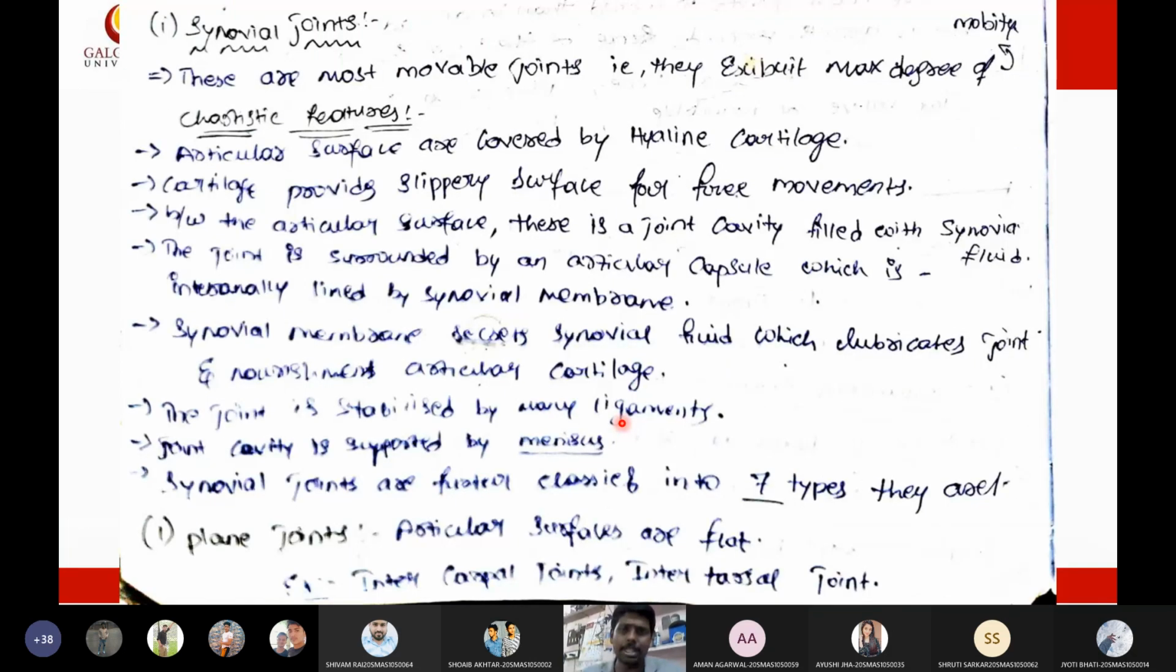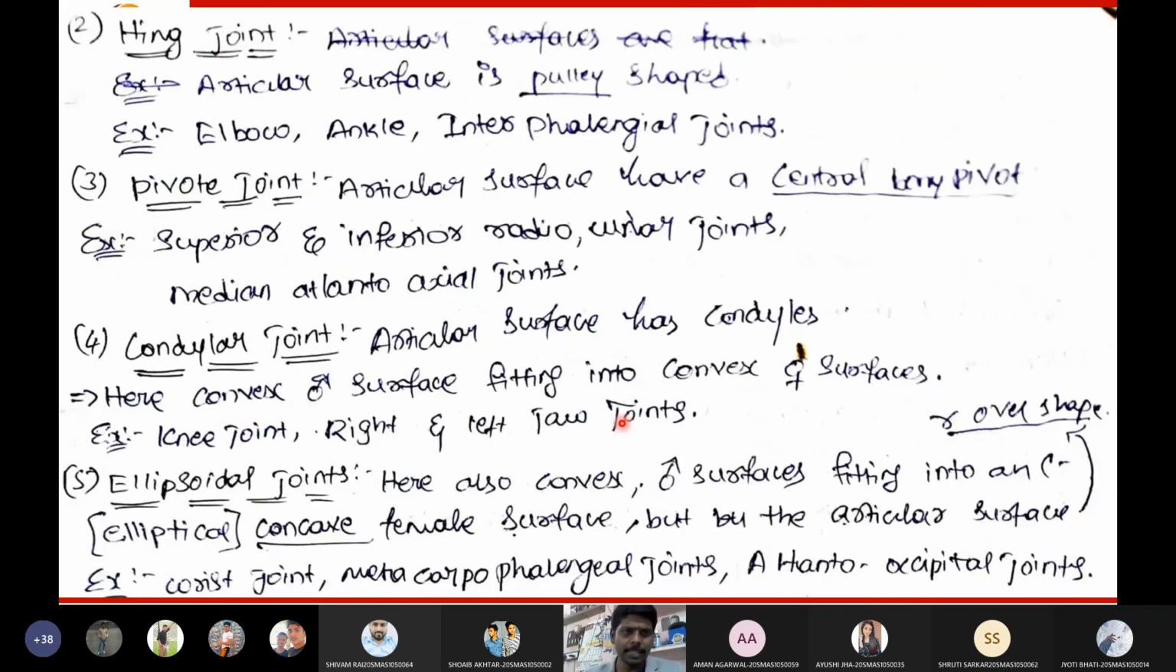Then we discussed the synovial joint. We discussed the common characteristic features of the synovial joints, and we discussed 3 synovial joints: plane joints, pivotal joints, and hinge joints. So this is what we covered in today's lecture.